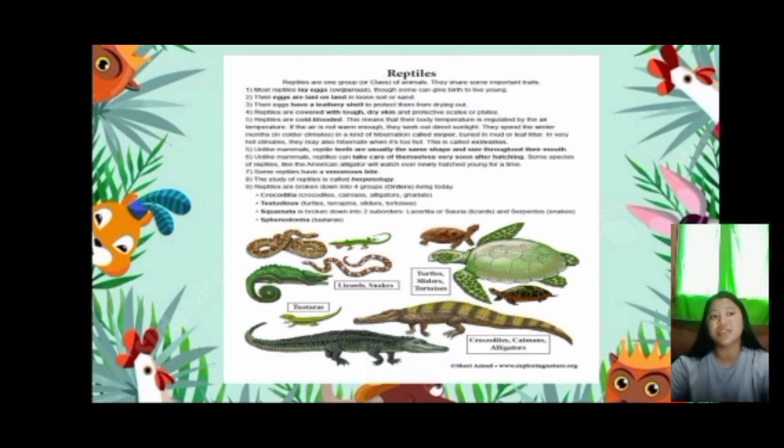Reptiles are broken down into 4 groups or 4 orders living today. These are Crocodilia, Testudines, Squamata, and Sphenodontia. Examples of Crocodilia are crocodiles, alligators, and caimans, and many more. Examples of Testudines are turtles, sliders, and tortoises. Squamata is divided into two: Lacertilia or Sauria, and Serpentes. Examples of Lacertilia or Sauria are lizards, and the like. And Serpentes are snakes. Then Sphenodontia are tuataras. You can see them in the image on my PPT. I inserted pictures so it is easier for you to understand.